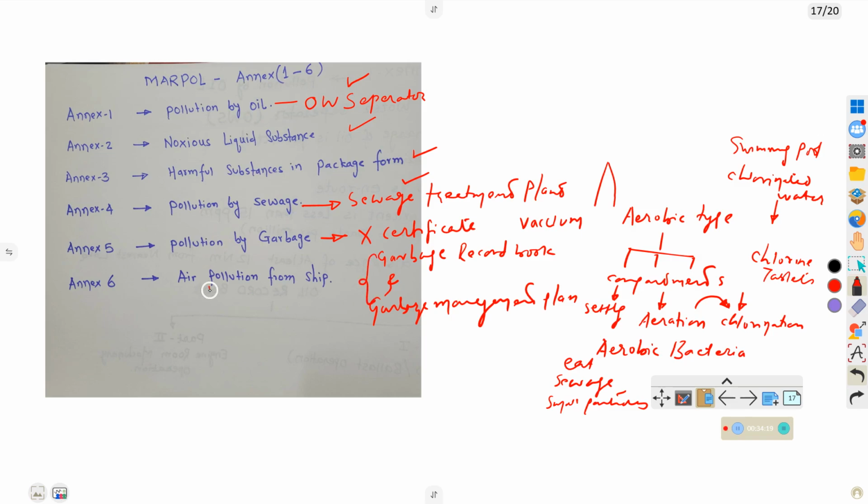And Annex 6 deals with the pollution from ships. So what is the pollution? NOx, SOx, ozone depleting substance.